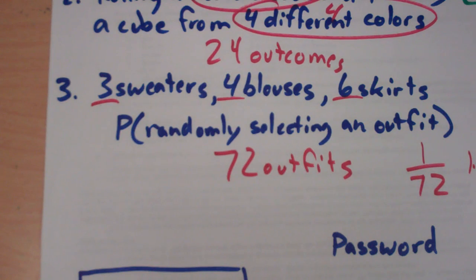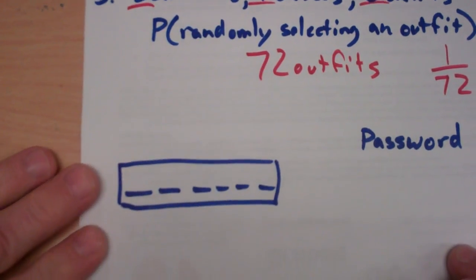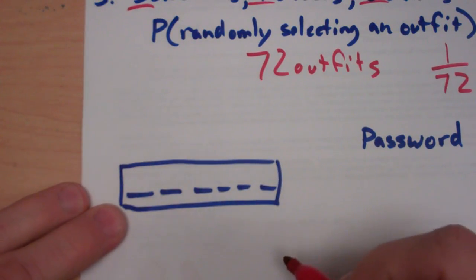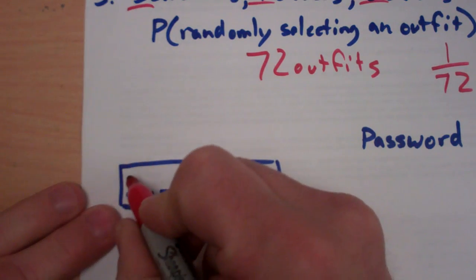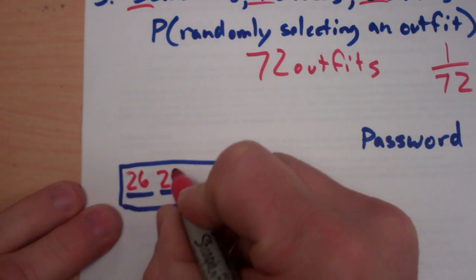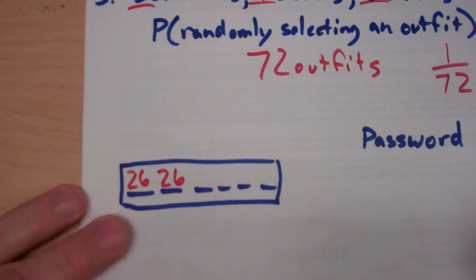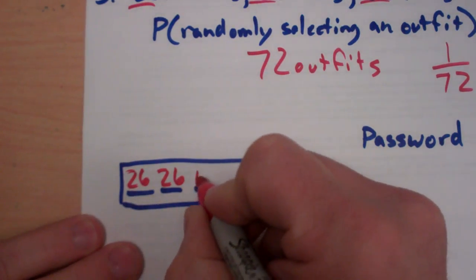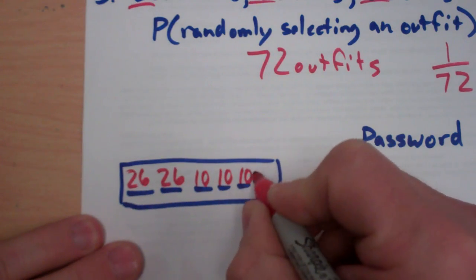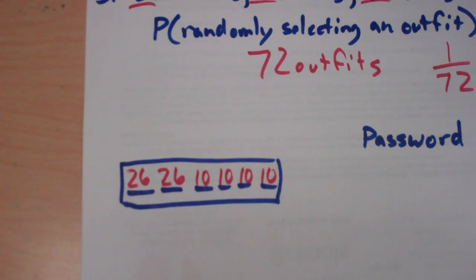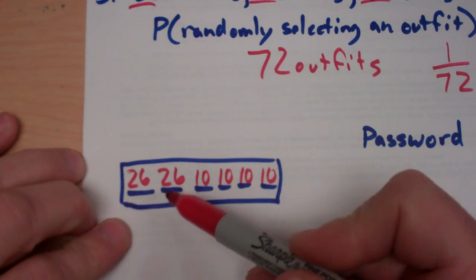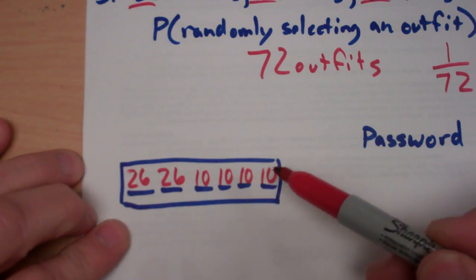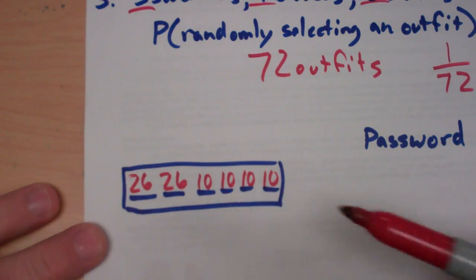And so implications of this are things like license tags. Let's say your license tag has to have, we're just going to make up an easy one, 2 letters. That means there's 26 choices and 26 choices. Then it's going to have 4 numbers, 0 through 9. Well, that'd be 10 choices for each one. If you want to know how many different license tags you can make that have this system, 26 times 26 times 10 times 10 times 10 times 10 will get you the total number of outcomes.